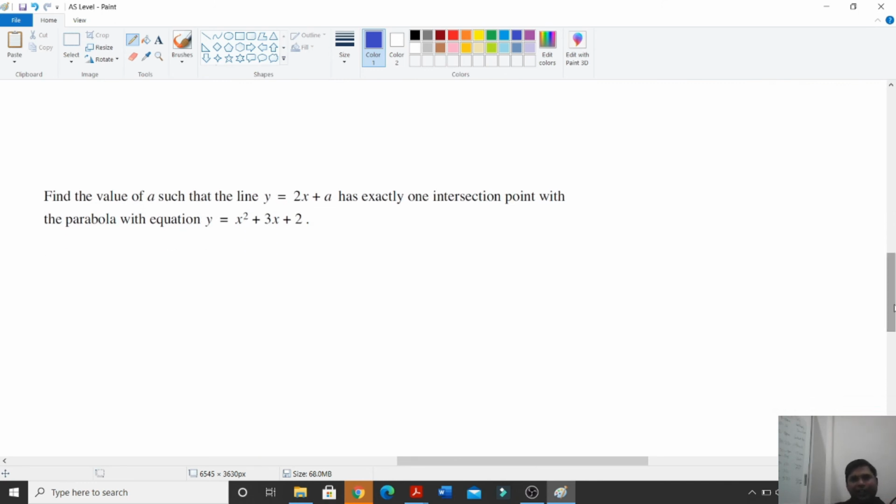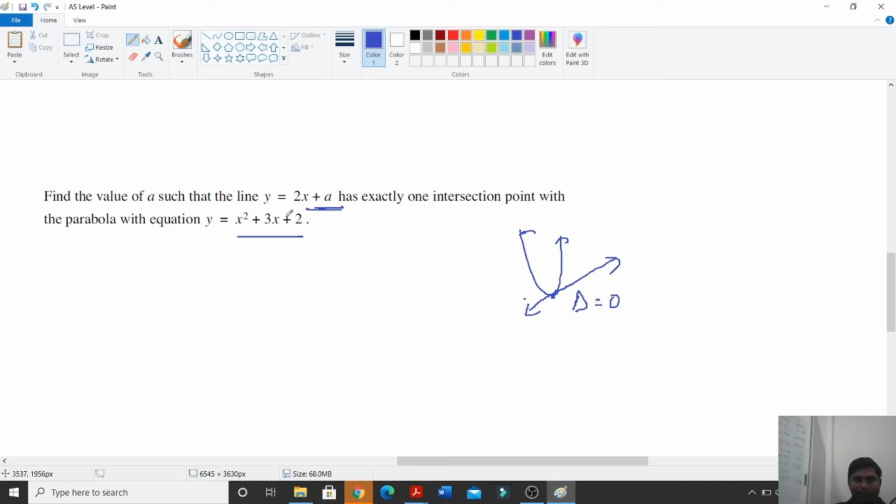Next question is find the value of a so that this line has exactly one intersection point with the parabola with this equation. So here you need to find this a so that the line is intersecting at only one point. It's like a tangent to this curve. So this is the situation. This line is a tangent to the curve. If the line is intersecting only at one point, it means the line is a tangent to the curve, and in this case the discriminant has to be equal to 0.